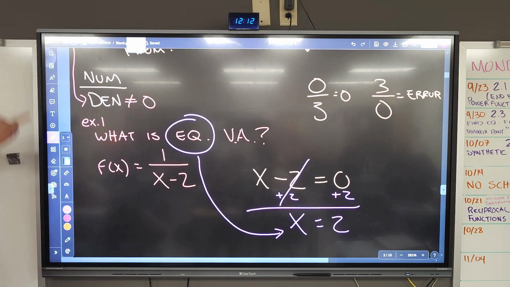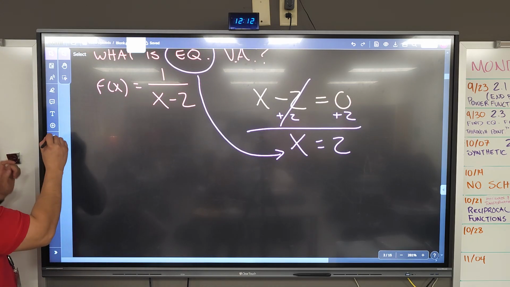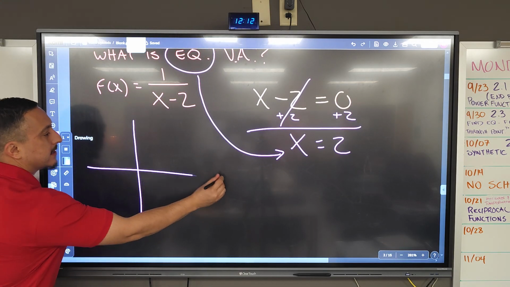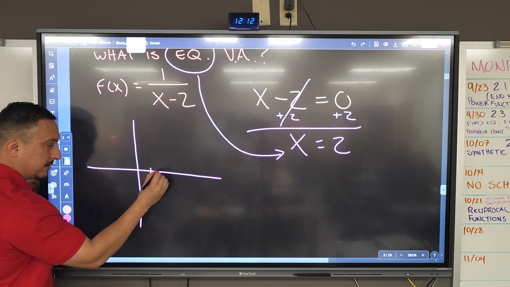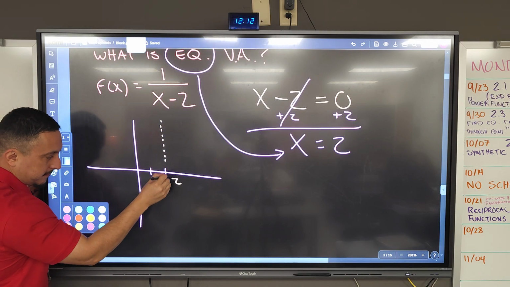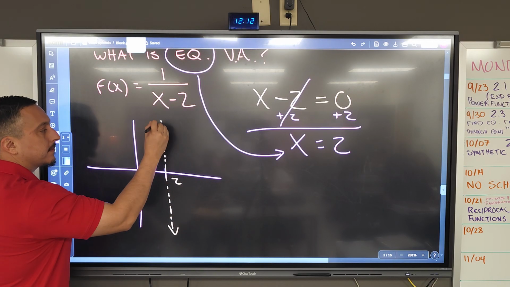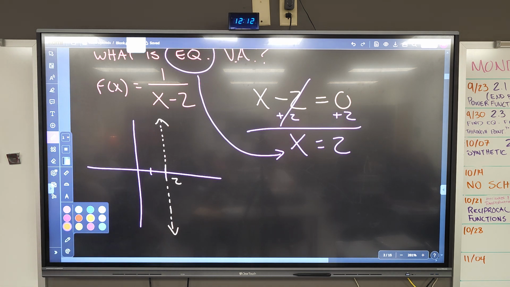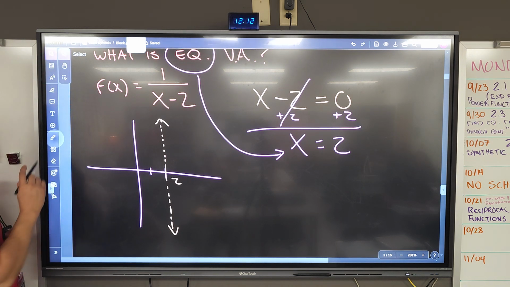Now let me show you a visual. So this looks like this. At x equals 2, we have a vertical asymptote. That's what that means.